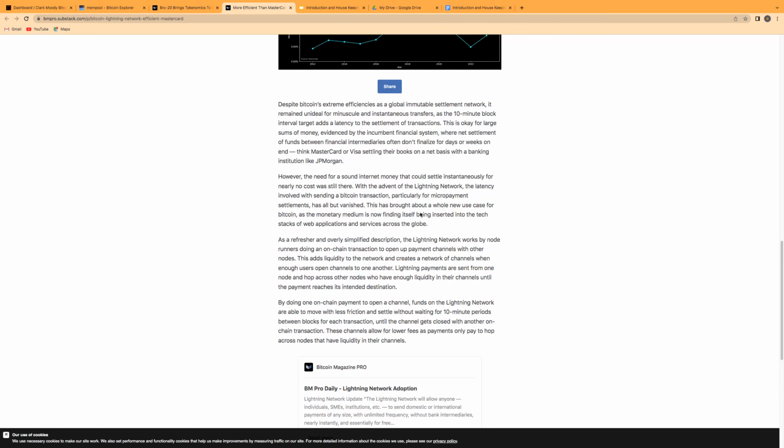So let's read on. As a refresher and overly simplified description, the Lightning Network works by node runners doing an on-chain transaction to open up payment channels with other nodes. This adds liquidity to the network and creates a network of channels when enough users open channels to one another. Lightning payments are sent from one node and hop across other nodes who have enough liquidity in their channels until the payment reaches its intended destination.